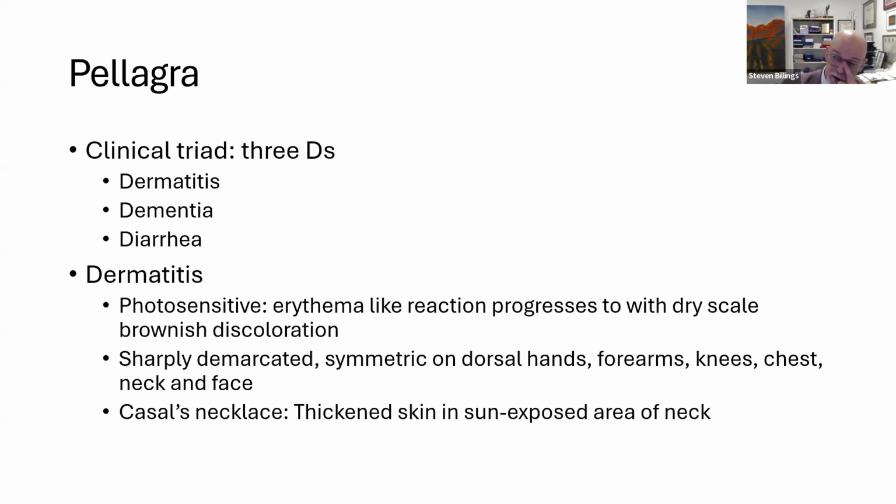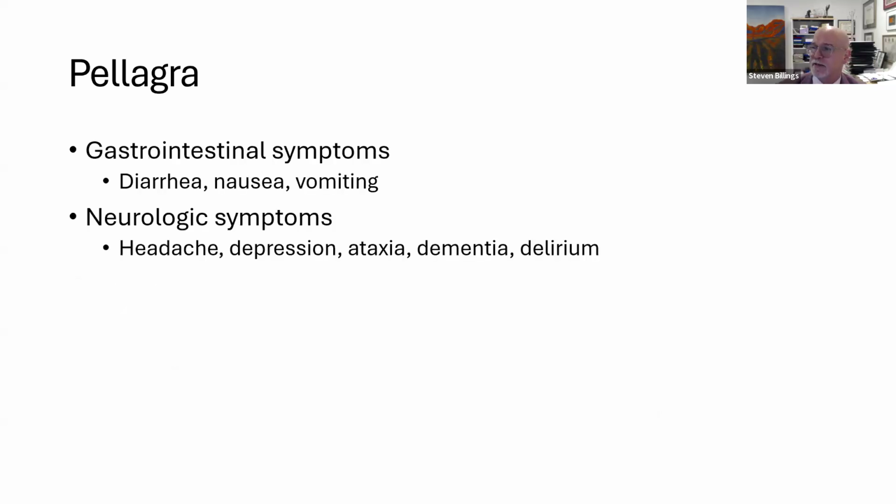The dermatitis is a photosensitive erythema-like reaction that progresses to a dry scale with brownish discoloration, sharply demarcated and symmetric on the dorsal hands, forearms, knees, chest, neck, and face. The so-called Casal's necklace is where you get thickened skin in the sun-exposed area of the neck. Gastrointestinal symptoms include diarrhea, nausea, and vomiting, and patients also get neurologic symptoms, including headache, depression, ataxia, dementia, and delirium.